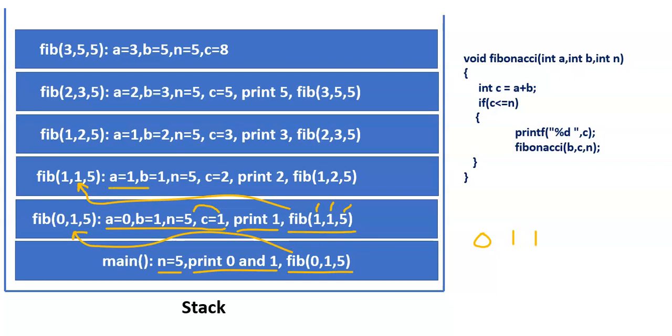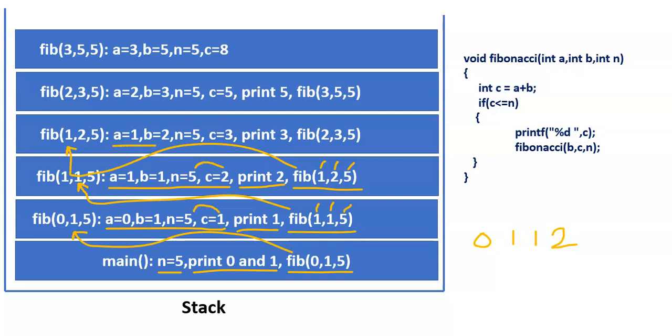Here a value becomes 1, b value 1 and n value is 5. And then C is calculated, a plus b, 1 plus 1, that is 2. As again here C value is less than or equal to n value, which is correct, 2 is less than or equal to 5. Again C value is printed, which is 2. And then Fibonacci function is called again with values b value is 1, c value is 2 and n value is 5. Now another copy of Fibonacci function is created and it will be placed in the stack.